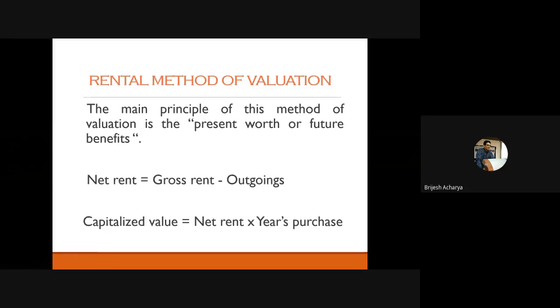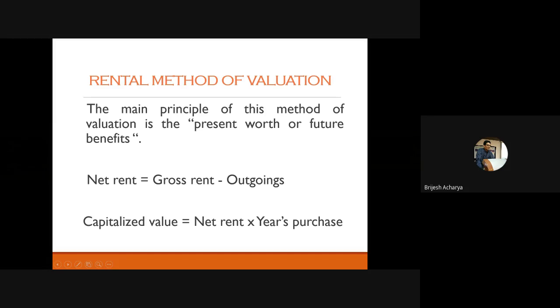Then comes the second method of valuation, which is known as, the name itself suggests, the rental method of valuation. The main principle of this method of valuation is present worth of future benefits. In the rental method of valuation, from the rent received from the property, the gross rent is found out, and using this gross rent, the net rent is determined. How is the net rent determined? The net rent is determined by gross rent minus outgoings. All the outgoings you have to subtract from the gross rent, which will give you the net rent of the property.